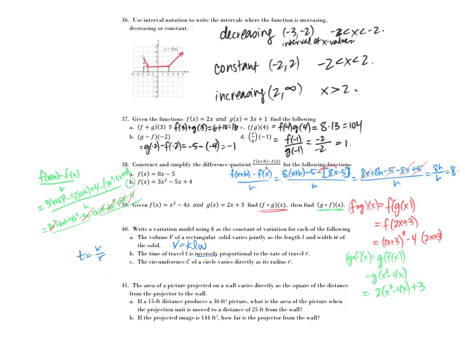And then the circumference of a circle varies directly as its radius R. So C equals kR. Okay. Last one, the area of a picture projected on a wall varies directly as the square of the distance from the projector to the wall. So area equals k times the distance squared, D squared.